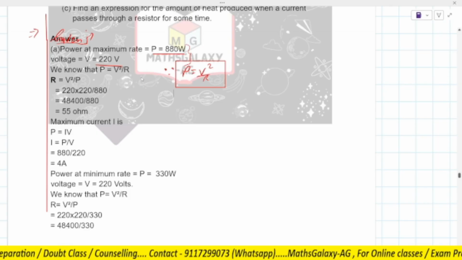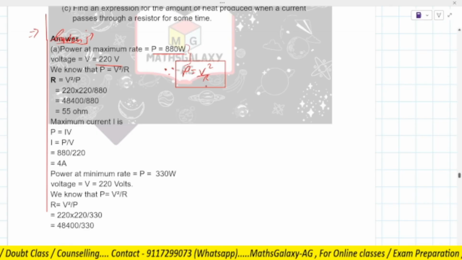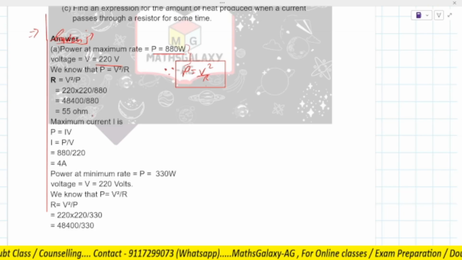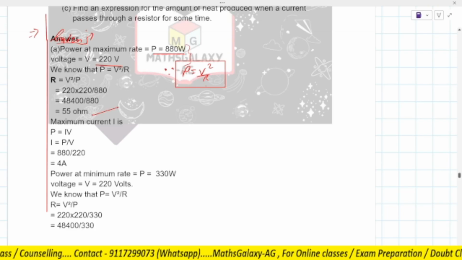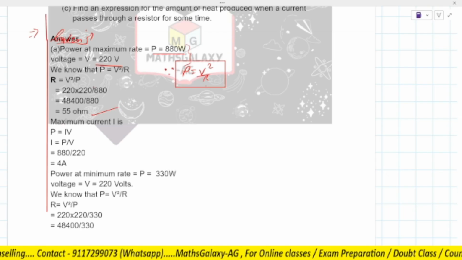After this, from this formula R will be V square by P, right? Here we will put in the values and we will get R.